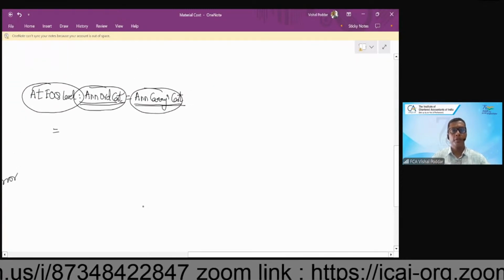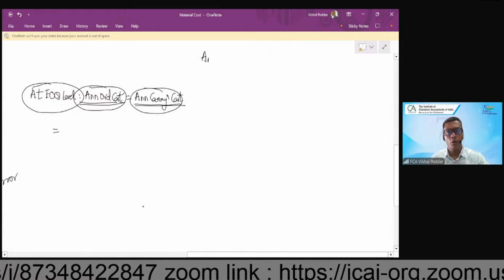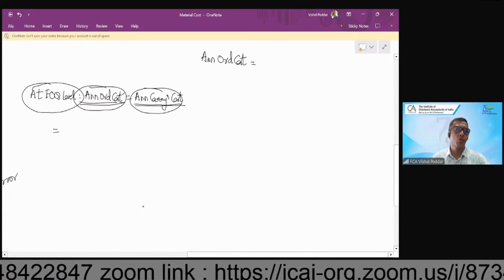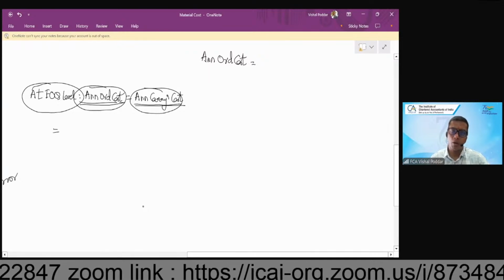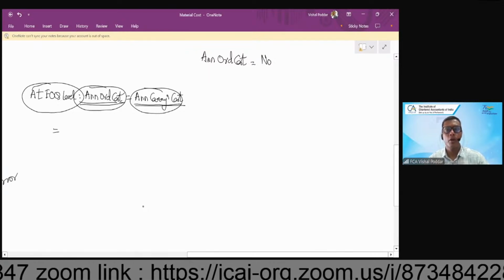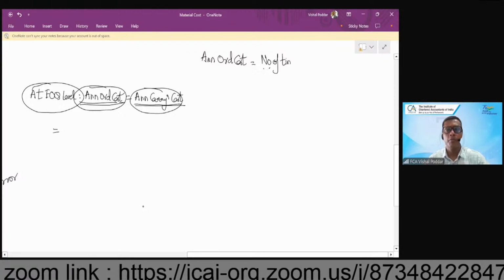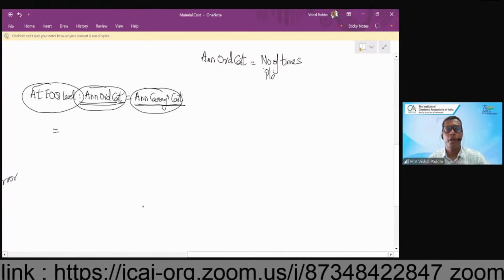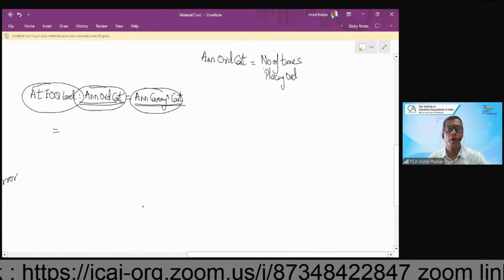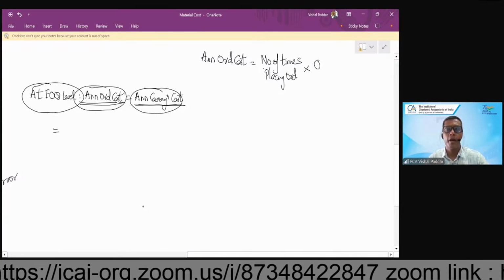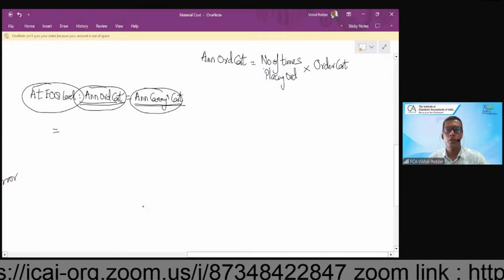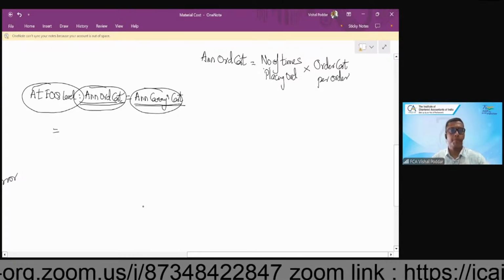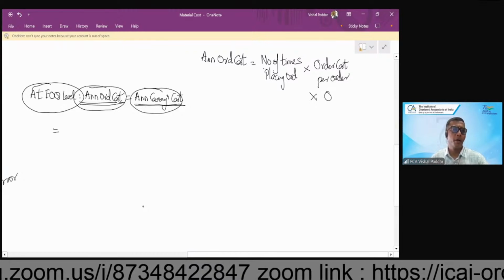Now this is how I'll proceed to find out EOQ. First, I will try to find out my annual ordering cost, that is how much cost I will incur throughout the year for placing the orders. As we discussed already, I'll have to find out the number of times I will go to the market for placing the order, and multiply it by my ordering cost, which is incurred per order, that is every time I go to the market. This I've already said is represented by O.